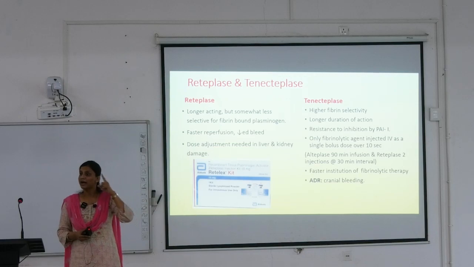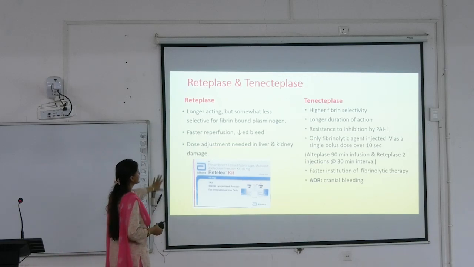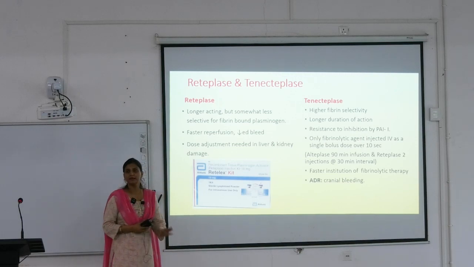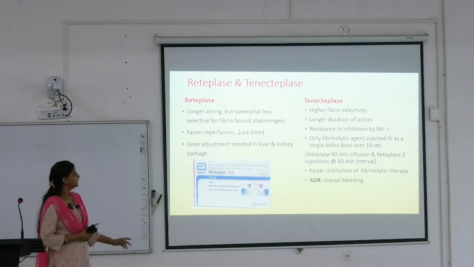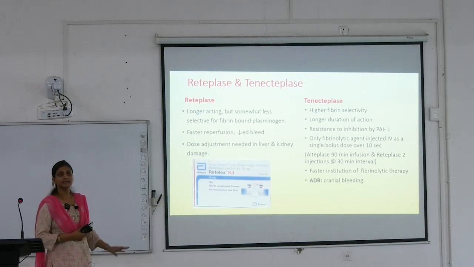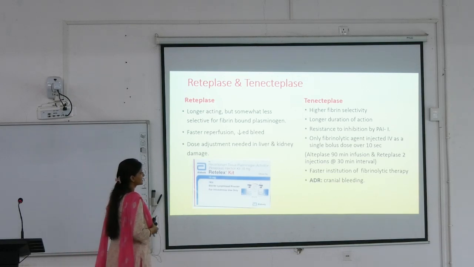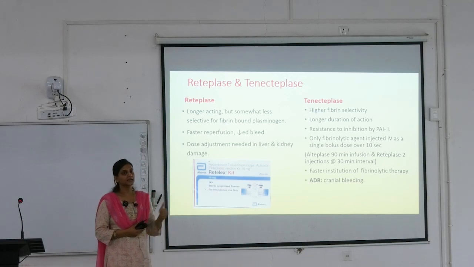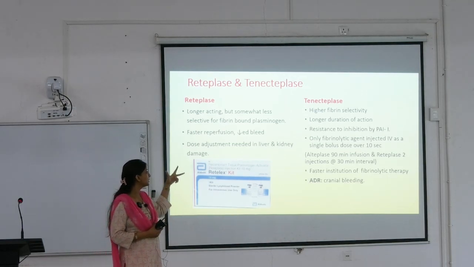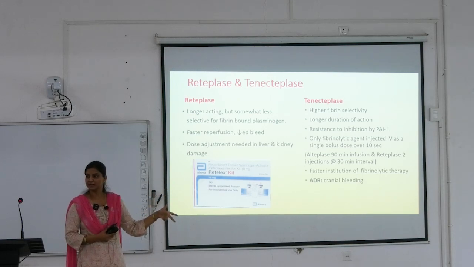Alteplase, I told you, high risk of bleeding. This reduced bleeding. Dose adjustment needed in the case of liver and kidney diseased patients. Next, tenecteplase. This is also highly selective for the fibrin bound plasminogen, longer duration of action, and there is faster action. These are the two advantages, longer action and fast action. Okay.